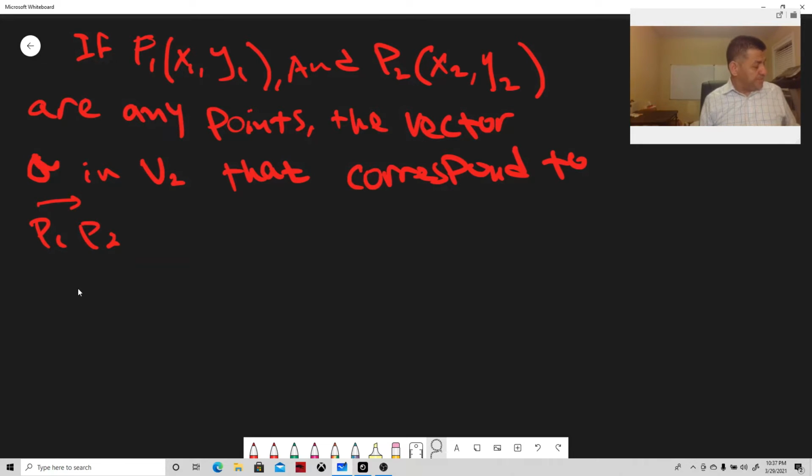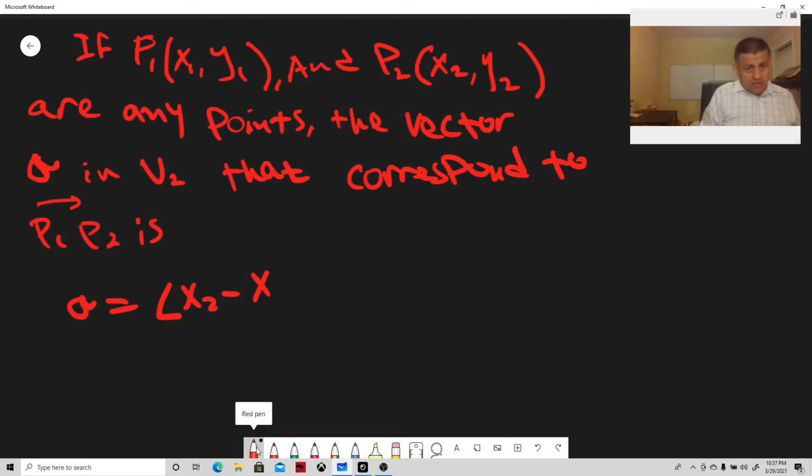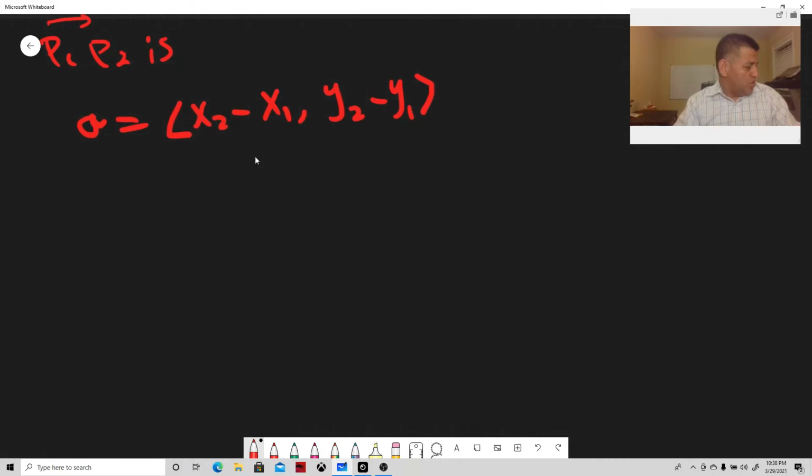Okay, so the bottom line is this. They're saying that if this is a vector, P1 P2 is a vector, then the vector A is equal to the vector x2 minus x1 comma y2 minus y1, and we close that vector. So that is the theorem.